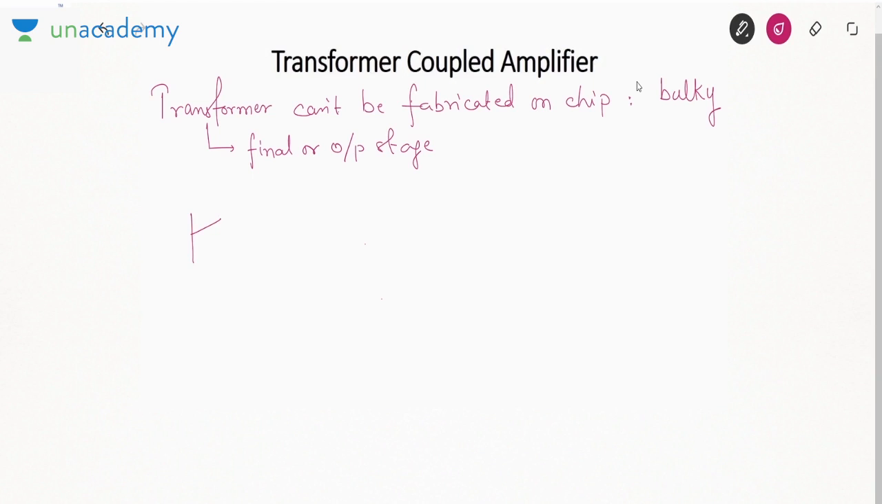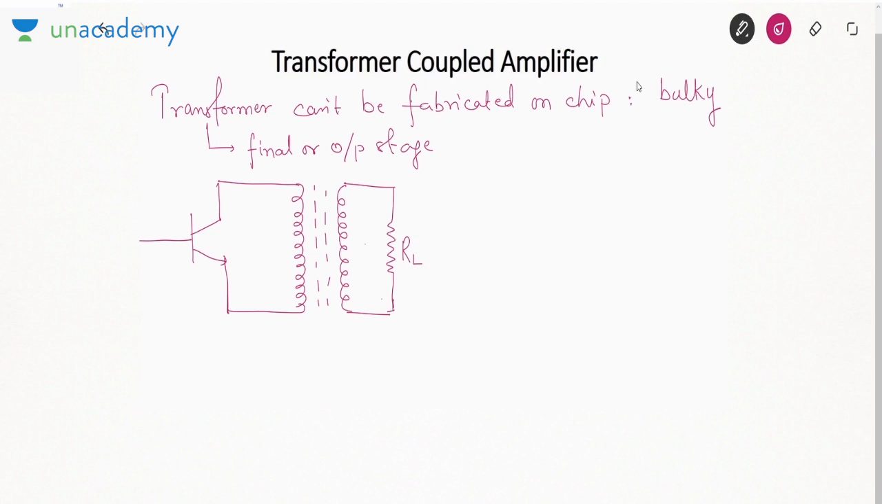Now how will you show this? Suppose we have a common emitter amplifier, then the voltage output will be across collector and emitter. So we will connect a transformer here. The primary and the secondary winding of the transformer will be coupled by means of a magnetic field, and here we will have a load resistance RL. Now the turns ratio of this transformer is N1 to N2.